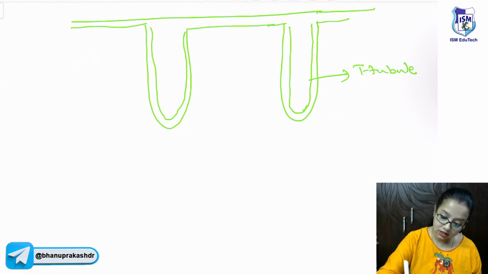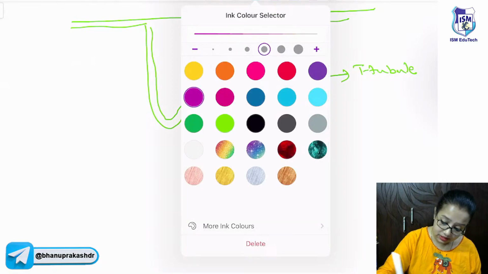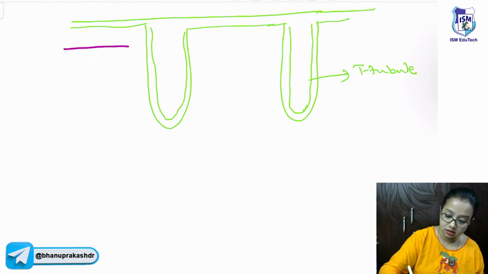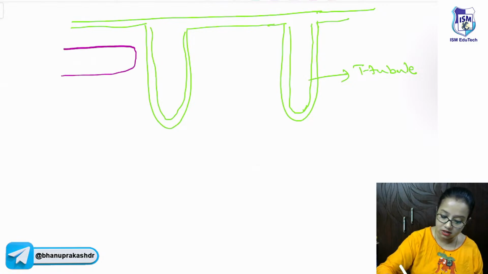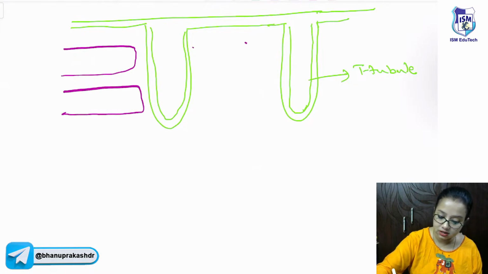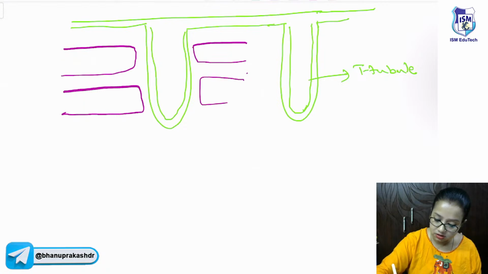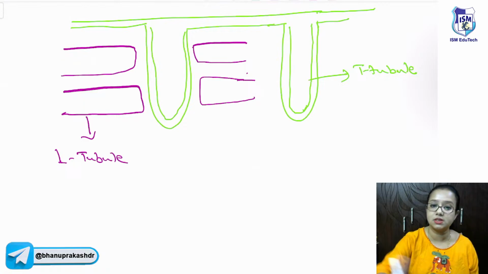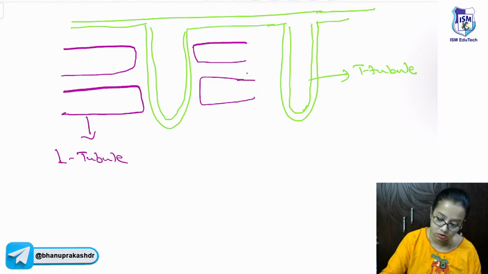Now, on either side of the T tubule, there are longitudinal tubules. These longitudinal tubules are called the L tubules. I'm just drawing one side of it, like half of it. The same thing happens in the other half also.